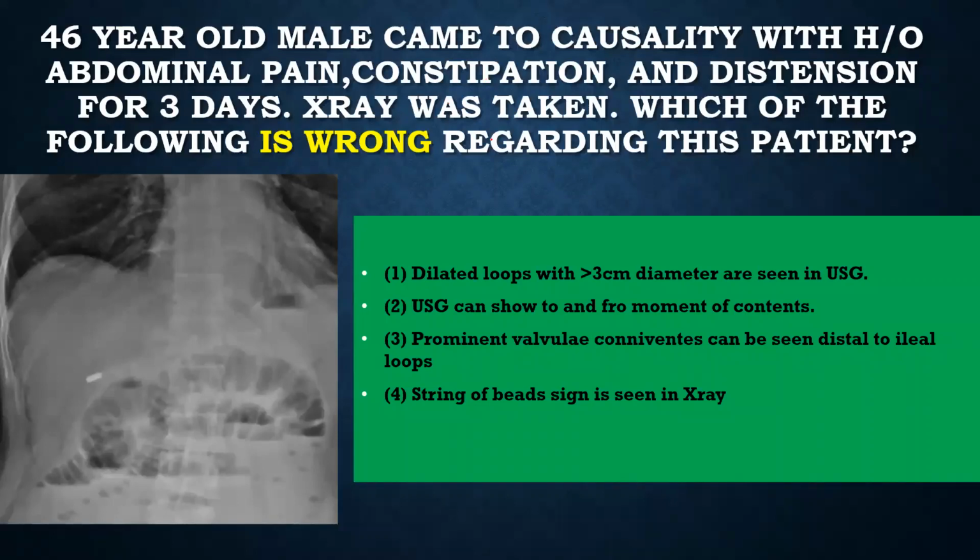Another question regarding the plain X-ray. This is the case of a 46-year-old male who came to the casualty with abdominal pain, constipation, and abdominal distension, and you took the X-ray. This is a very classical X-ray taken from Bailey. Which of the following is wrong regarding this patient? I'm asking which is wrong because it is very easy for you surgeons to diagnose. Please go through the four options and pick the wrong option. I will start the poll again.